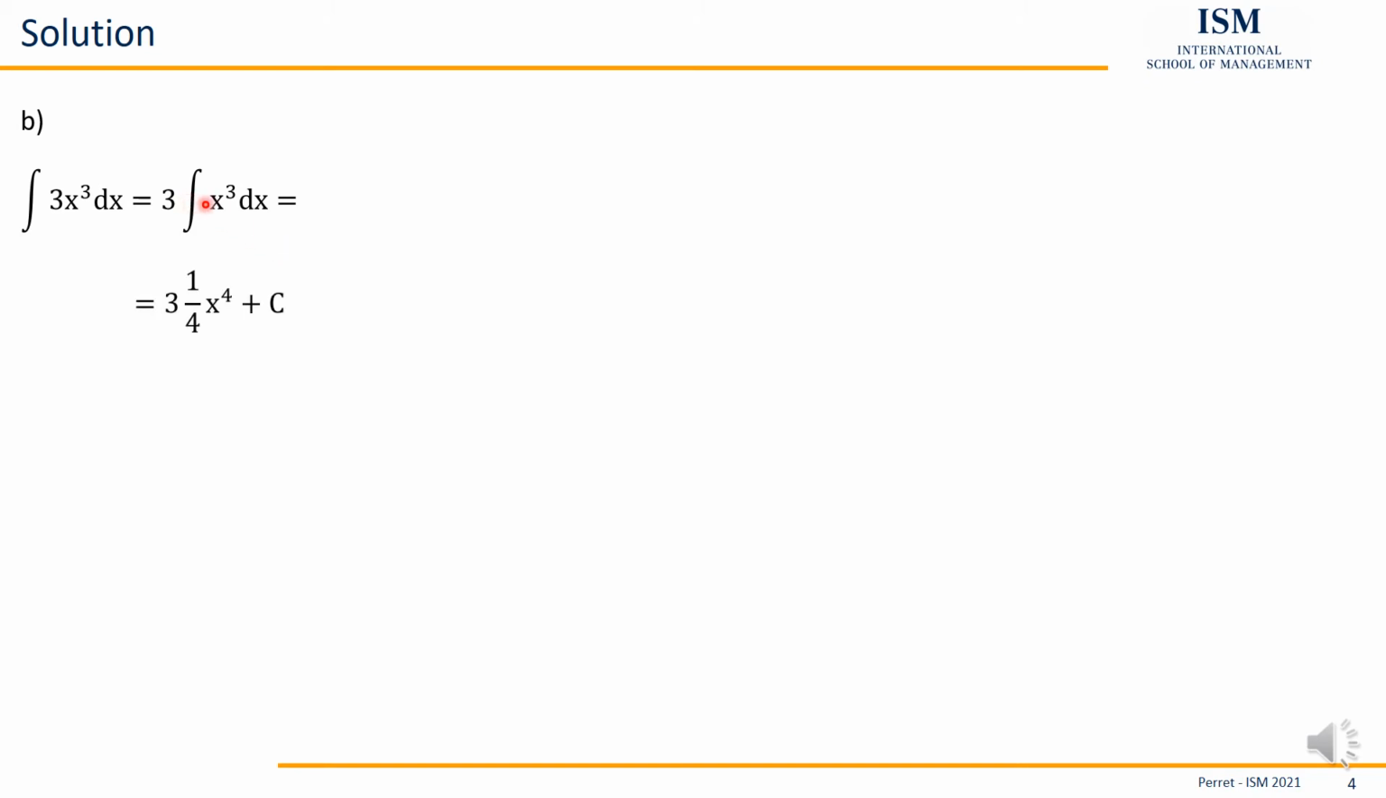So this integral gives us 1/4 x to the power of 4. And we multiply this expression with 3. Once we're done with this, at the end, we again add plus c. Now you might say, well, this expression already has a plus c. So wouldn't it have to be 3c, which I add here?